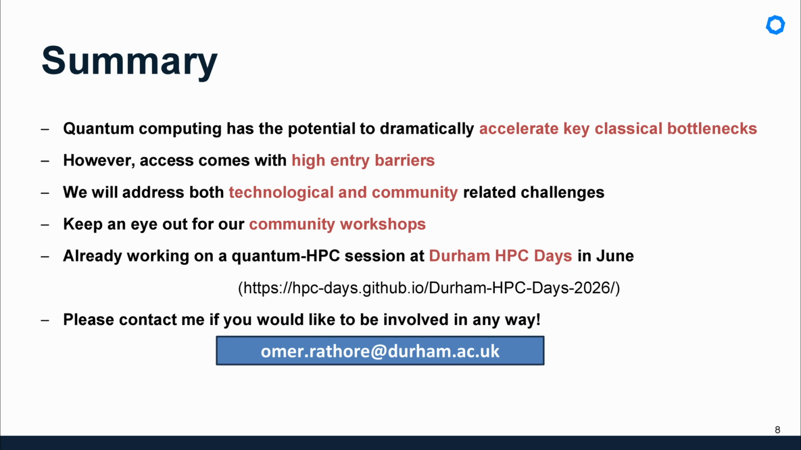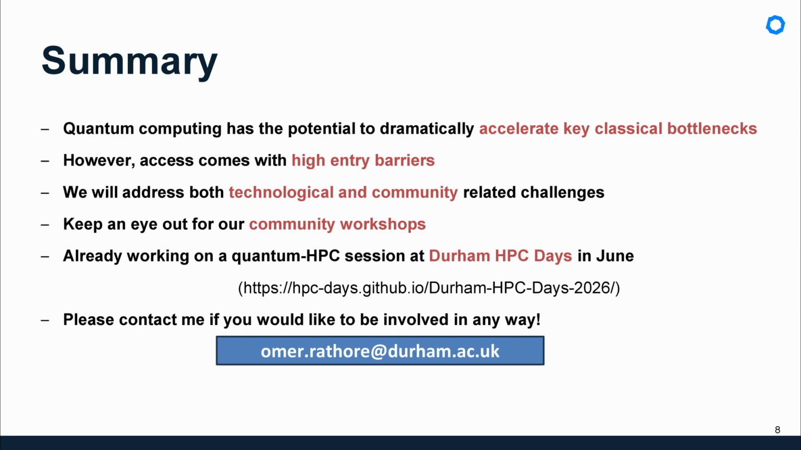That's what I'd like to summarize: that yes, quantum computing has the potential, huge caveat there, to accelerate key classical bottlenecks. But really, what I'm hoping for is classical specialists to help identify these bottlenecks, working with quantum specialists, bridging those gaps so that we can actually leverage it in a meaningful way. And one of the big problems with that are these high entry barriers from a community perspective, which we're hoping to identify and work towards breaking down.